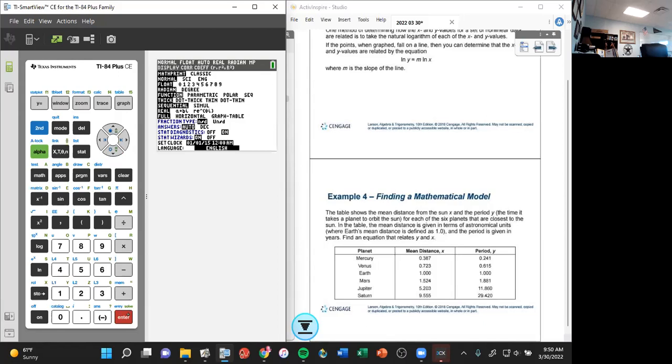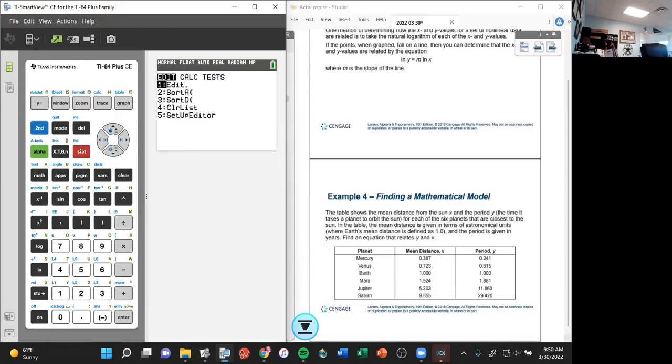Let's go back to stat now. Do a calculation. We know that L1 and L2 does not make a line, right? But we think L3 and L4 do make a line. So let's do number 4, linear regression. Where's our X data? L3, Y data, L4. They might ask us questions about this.